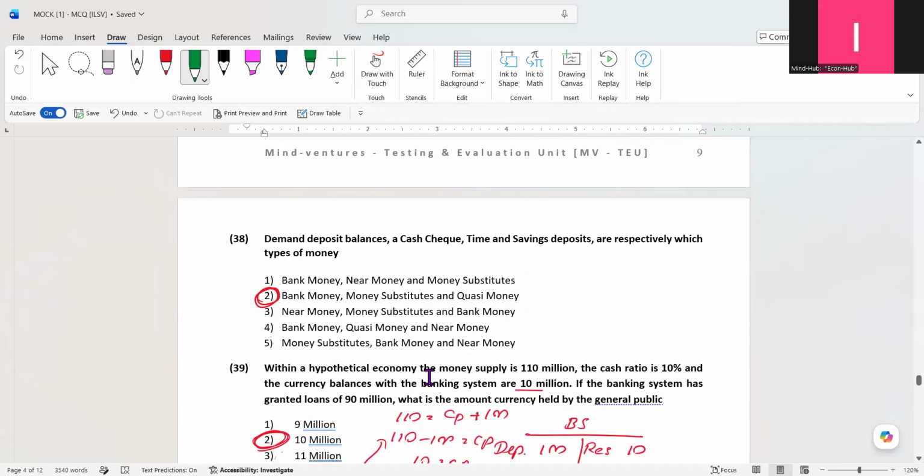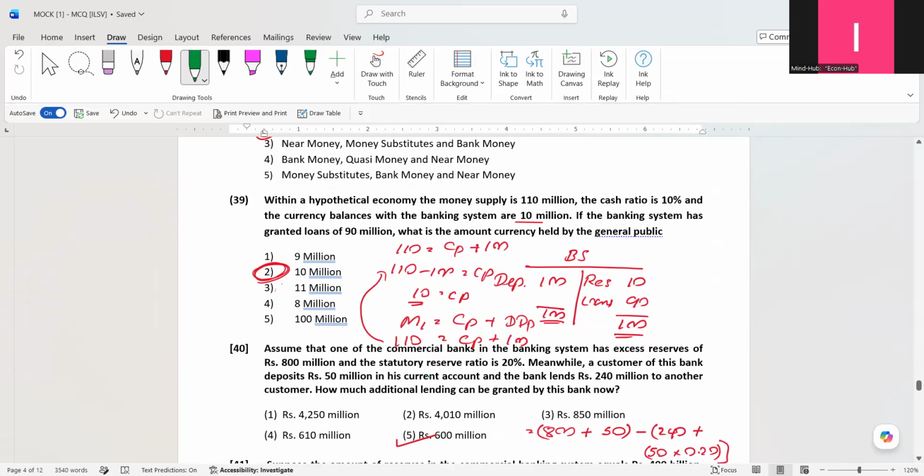38. Demand deposit balances, cash checks, time and savings deposits are respectively which type of money? Demand deposit is bank money. Cash check is money substitute. Time and savings deposit is near money. So bank money, money substitute, near money, or quasi money also works. Near and quasi are the same thing, no? So answer number 2. Answer number 2.